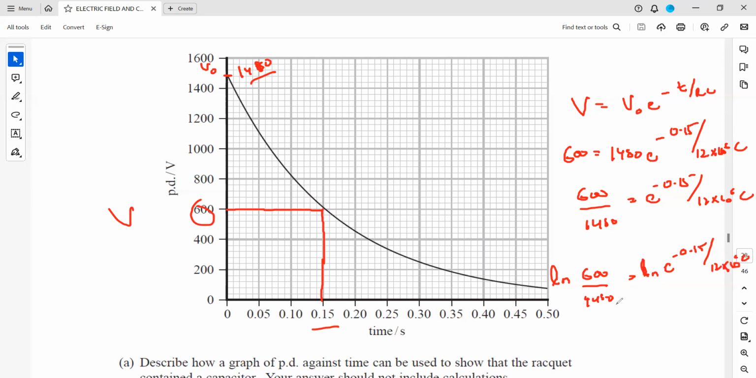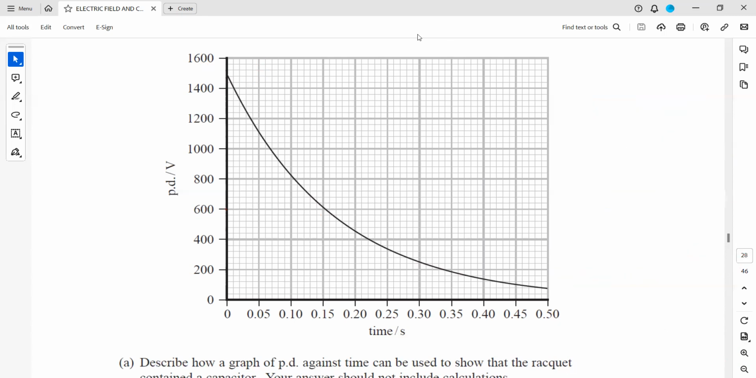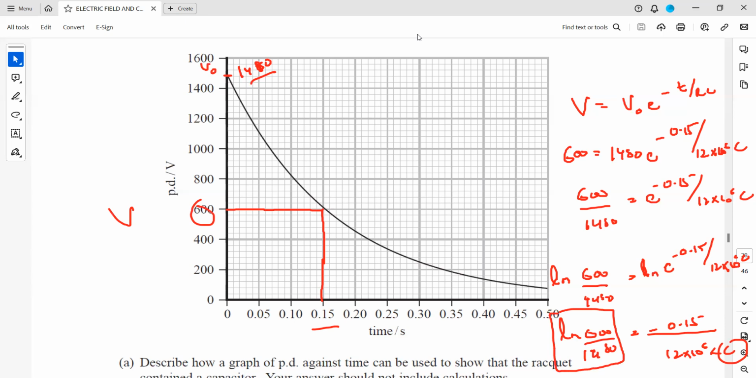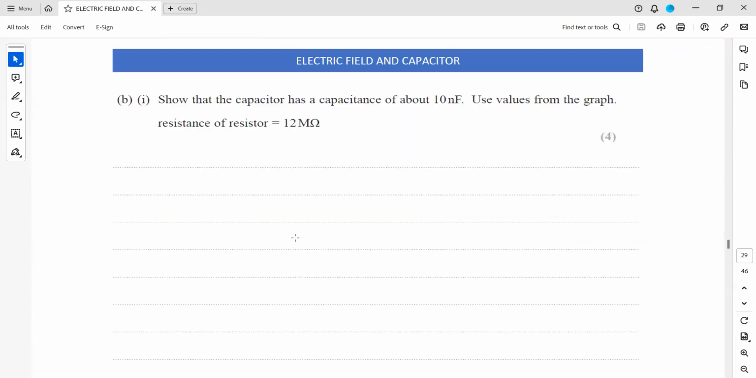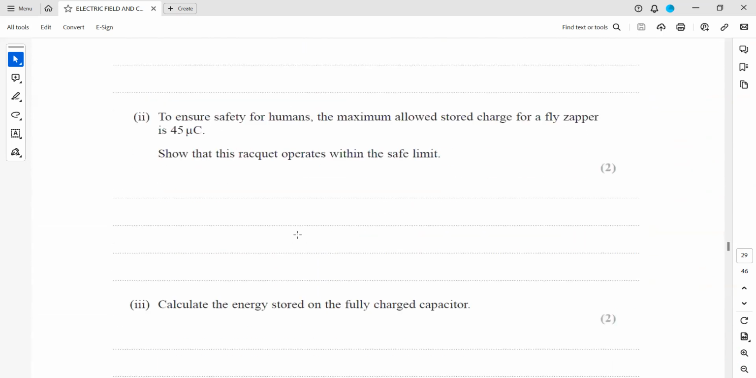When you take ln and e, they cancel out each other. So ln of this value over 1480 is equal to minus 0.15 over, because ln and e cancel, 12 into 10 to the power 6 times C. So if I need C, I will get this value like a fraction and then multiply by this whole numerator and C will be there. That will be the value of capacitance. That's how we solve an equation which includes ln. So if we have e, we cancel it out using ln.